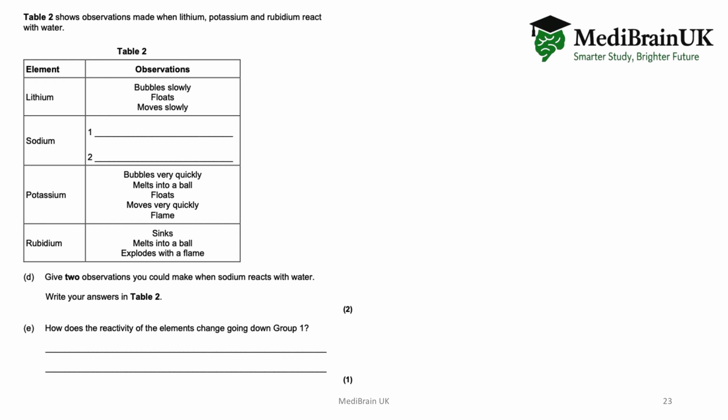Okay, moving on. It says table 2 shows observations made when lithium, potassium and rubidium react with water. So you've got lithium: bubbles slowly, floats, moves slowly. Sodium, we need to fill in the two options. Potassium: bubbles very quickly, melts into a ball, floats, moves very quickly, flame. And then rubidium: sinks, melts into a ball, explodes with a flame. Now, apart from this question, it's worth noting this table down in your notes, because if you're ever asked a question about the observations, you can always use these as your observations.